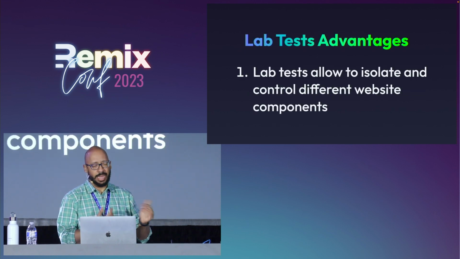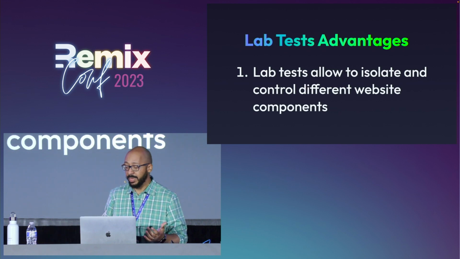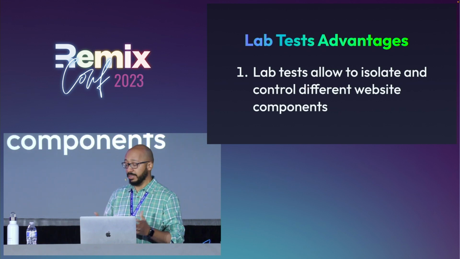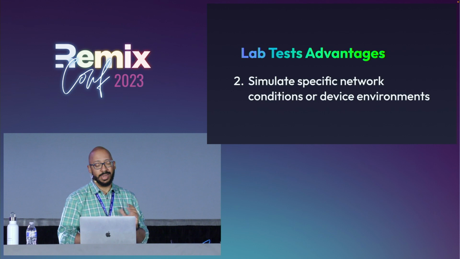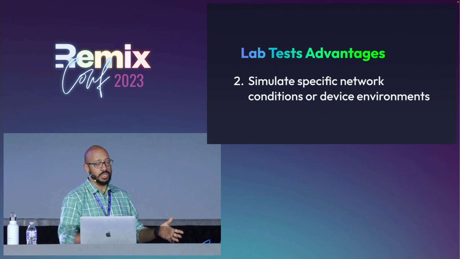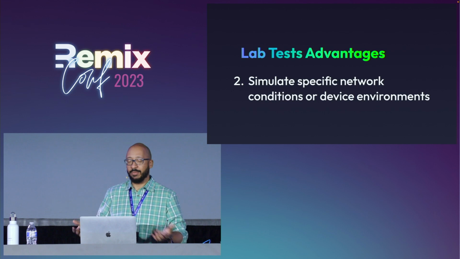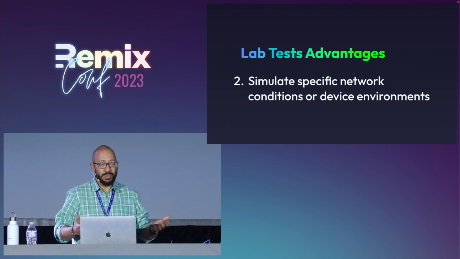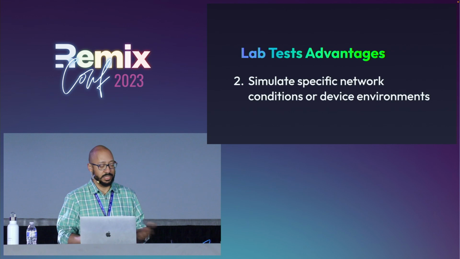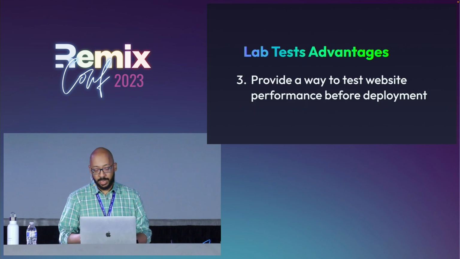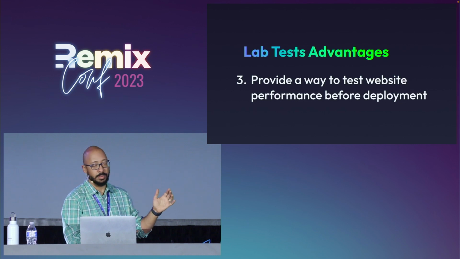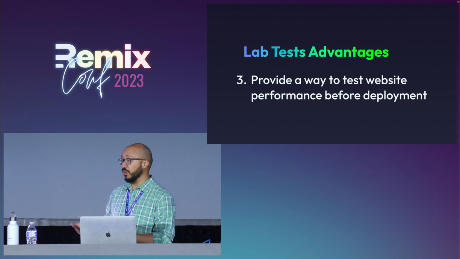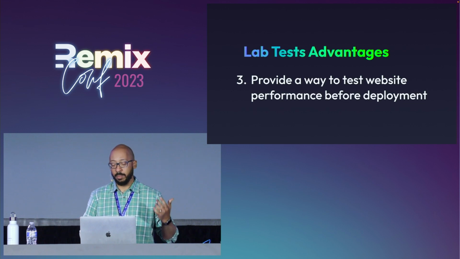Lab tests let us isolate different components on our website. It enables more precise identification of performance issues, as they're isolated. We can also simulate network conditions in a similar way as real user monitoring, but realistically, we don't cover every device and browser because it's just not worth it most of the time. And lastly, we can integrate lab tests in our CI/CD pipeline, so we can catch things before they go to production if some performance issue was introduced in a PR.